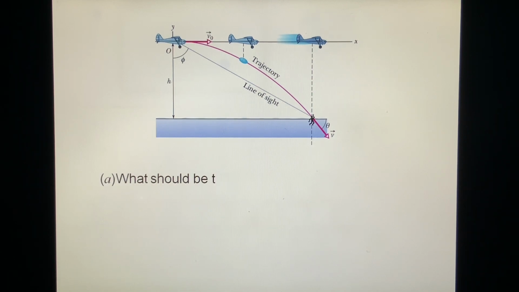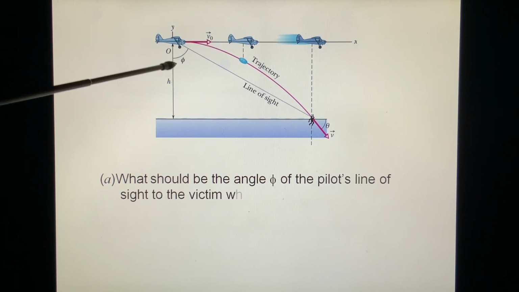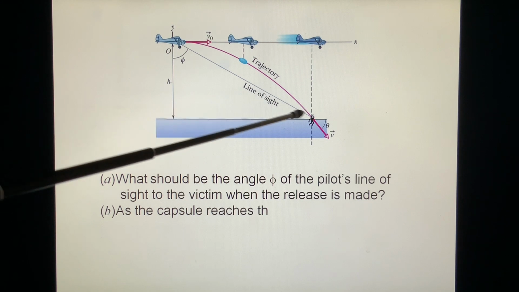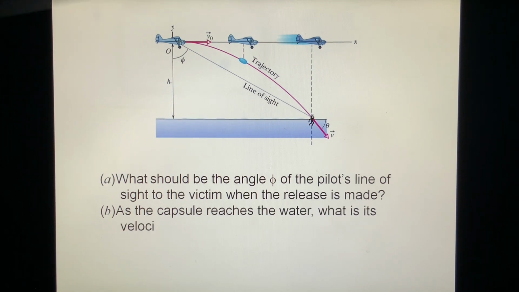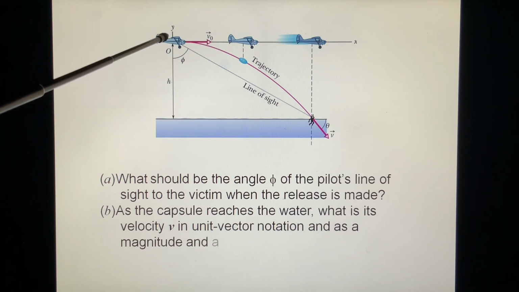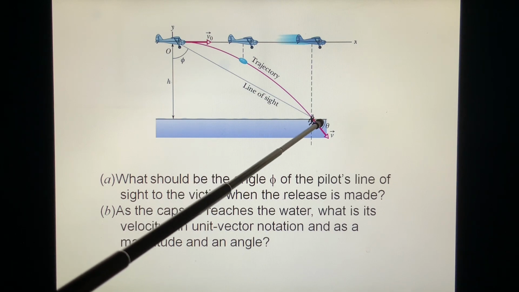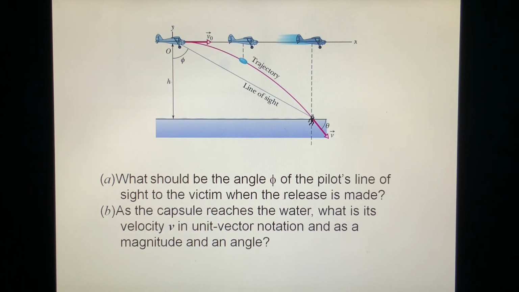Now look at question 8. What should be the angle phi of the pilot's line of sight to the victim? And this is the pilot's line of sight phi when release is made. So the rescue capsule will reach around this area.